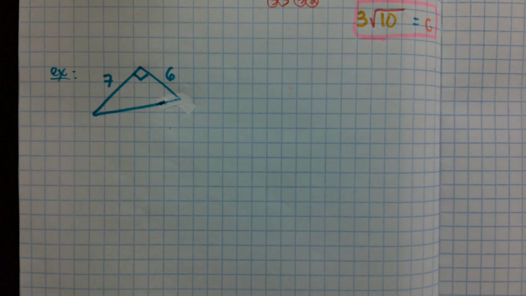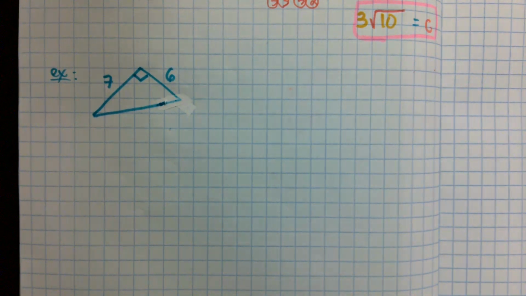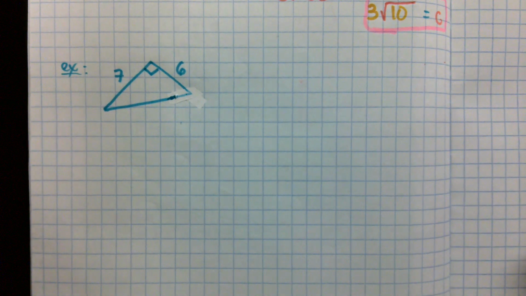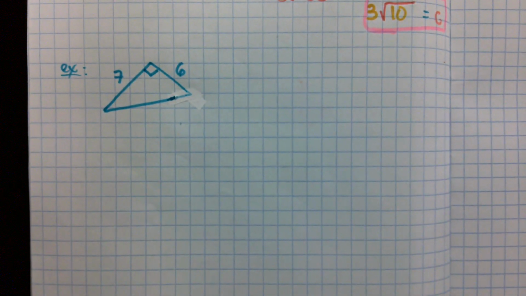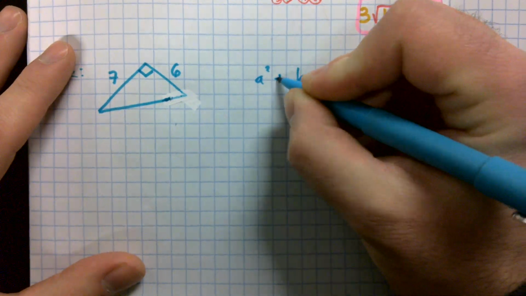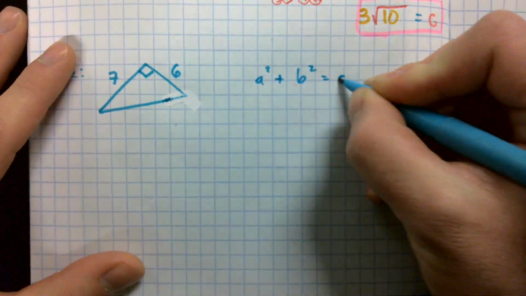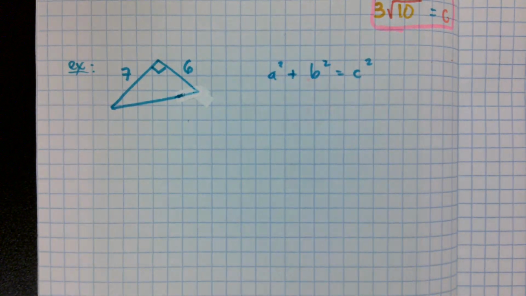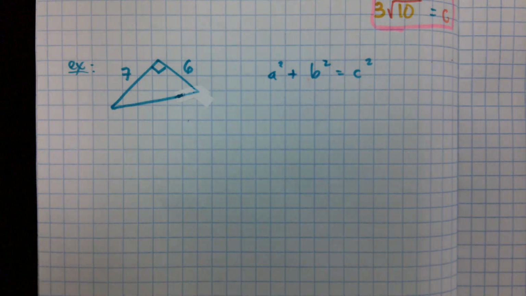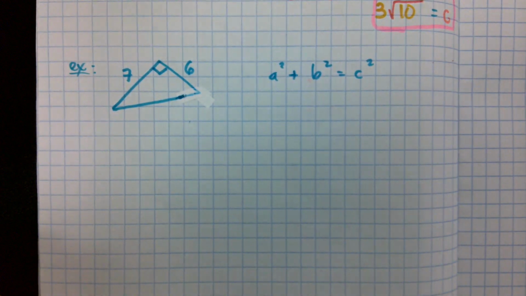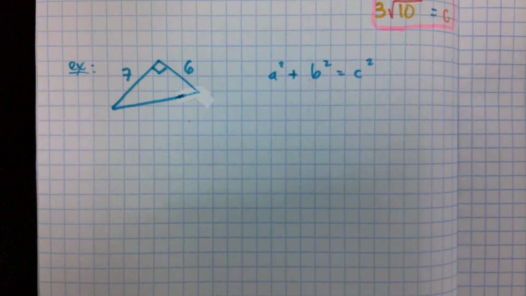No. So is that 7 and 8 or 7 and 6? What was I supposed to do? Oh yeah, 7 and 6. So here we go, 7 and 6. Again, I'm going to use a squared plus b squared equals c squared. What am I going to plug in where? 7 and 6. Well, what am I plugging 7 and 6 into? A and b.